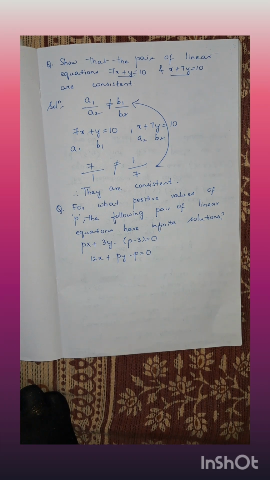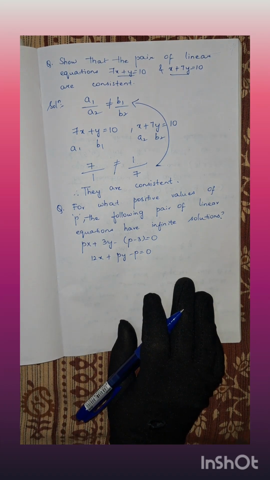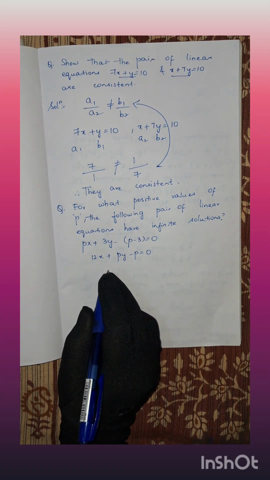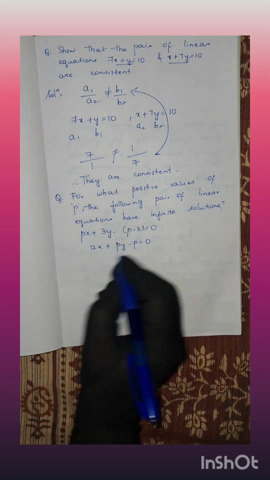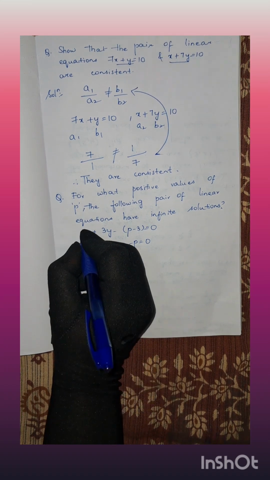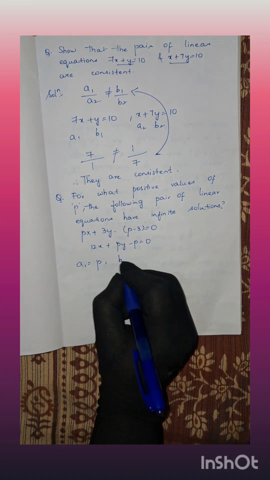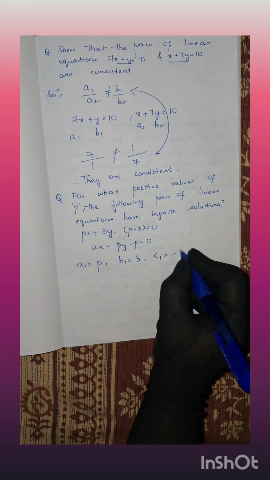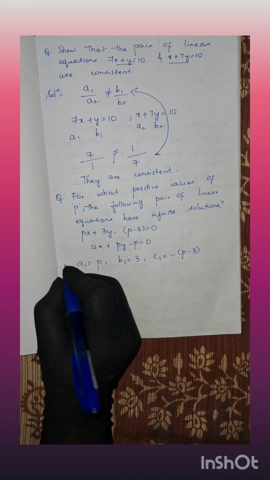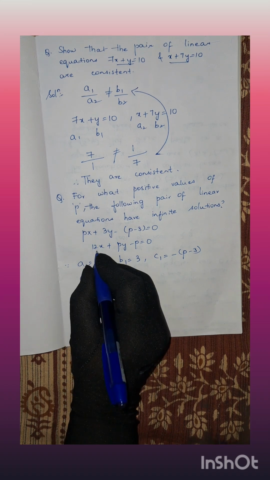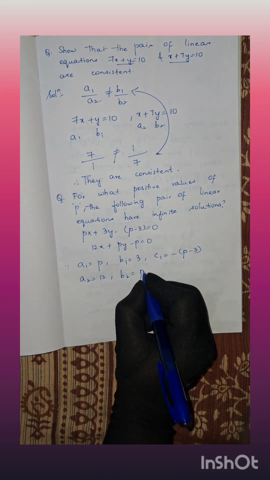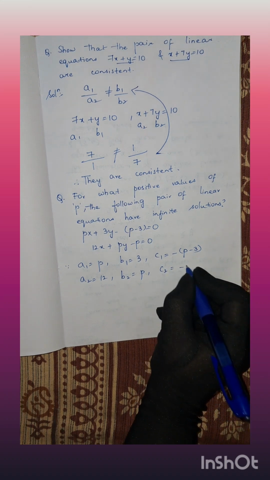For what positive values of p does the following pair of linear equations have infinite solutions? Px plus 3y minus p minus 3 is equal to 0. 12x plus py minus p is equal to 0. So here, as you can see, what is A1? A1 is P. What is B1? B1 is 3. And what is C1 here? Minus of p minus 3. Okay. Next, A2 is what? 12. B2 is what? P, right? And C2 is nothing but minus P.